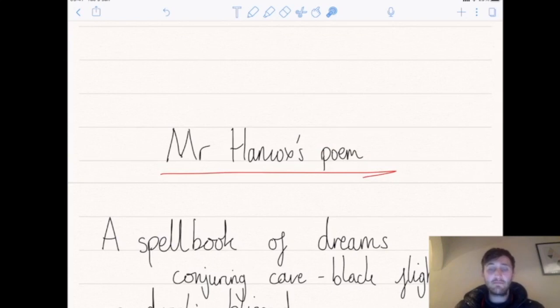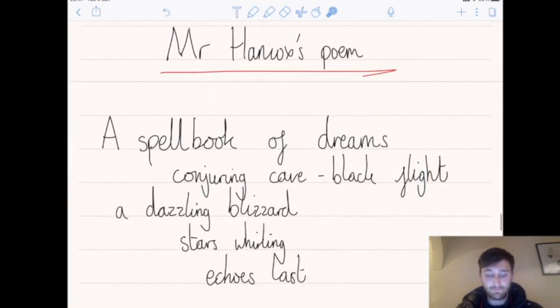Okay then guys, so this is my poem. It's called Mr. Hancock's poem, but it's called A Spellbook of Dreams.